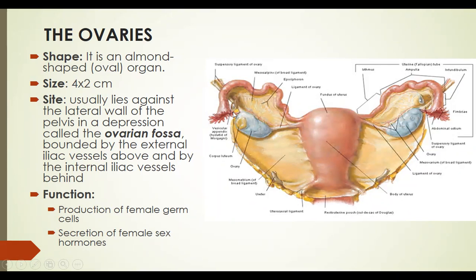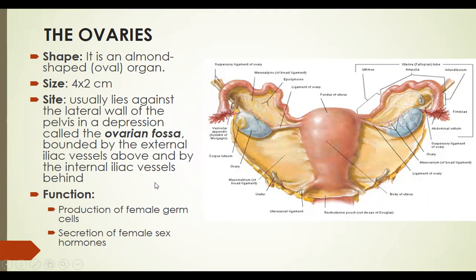The only difference is in case of male, the testis will be outside the body within the scrotum, but in case of female, the ovaries will be present within the pelvis. Okay, it will be against the lateral wall of the pelvis in a depression called the ovarian fossa. This will be sitting in a small depression within the peritoneal fold, that is called the ovarian fossa, bounded by the external iliac vessels above and by the internal iliac vessels behind. Okay, so the iliac vessels will be running here, so that will be in relation.